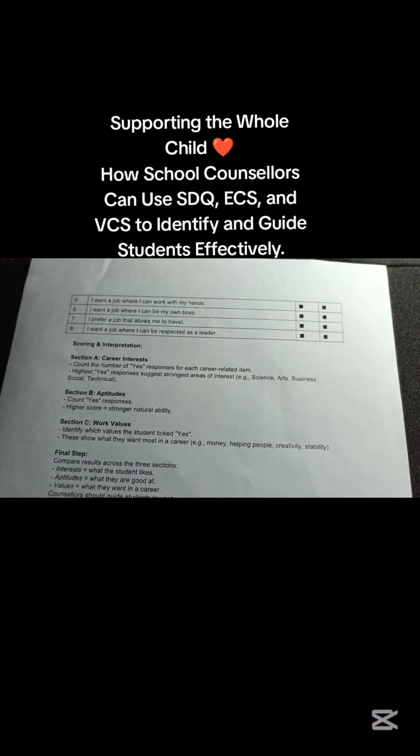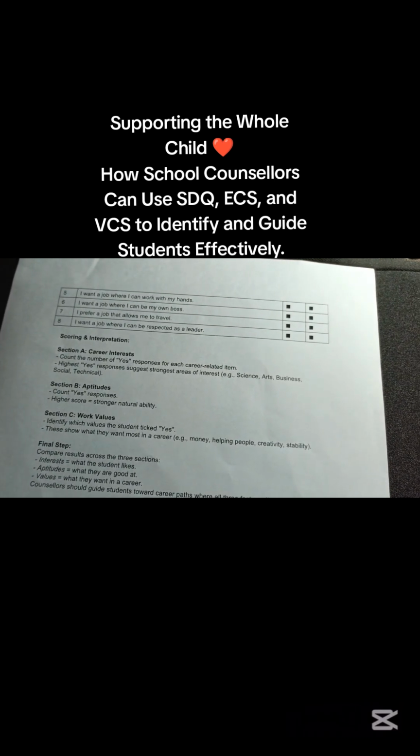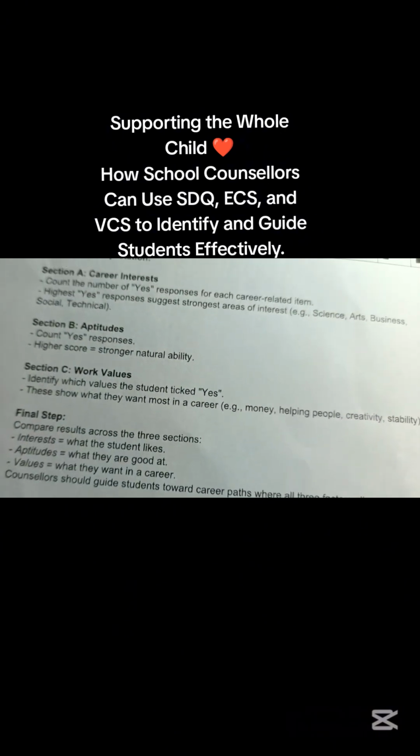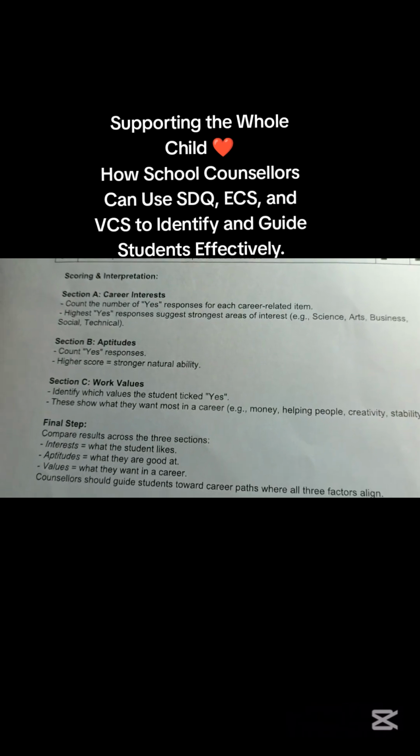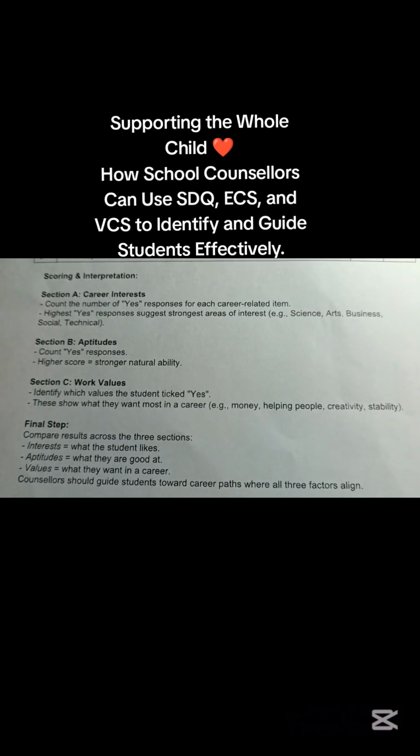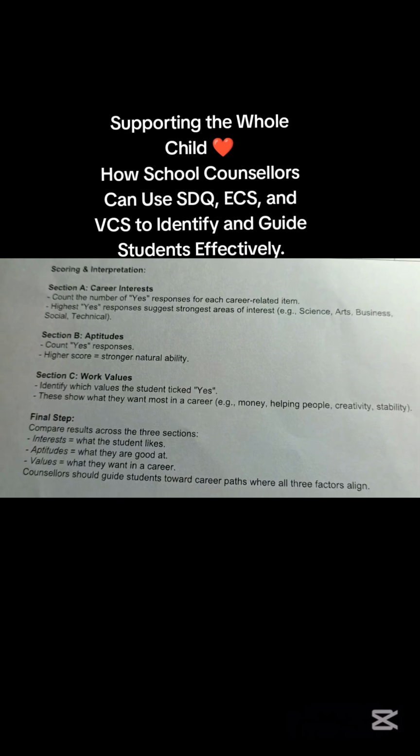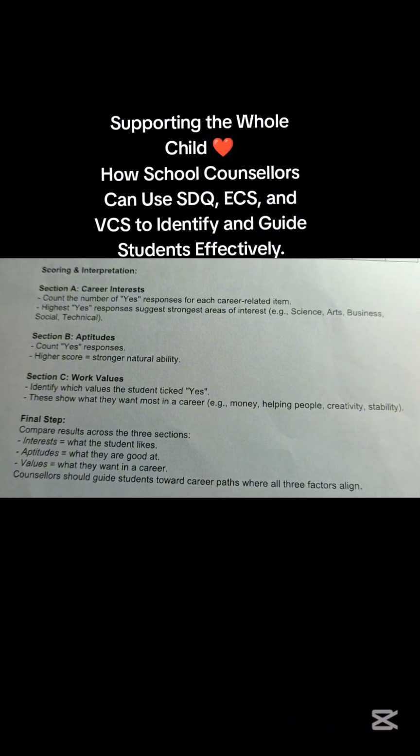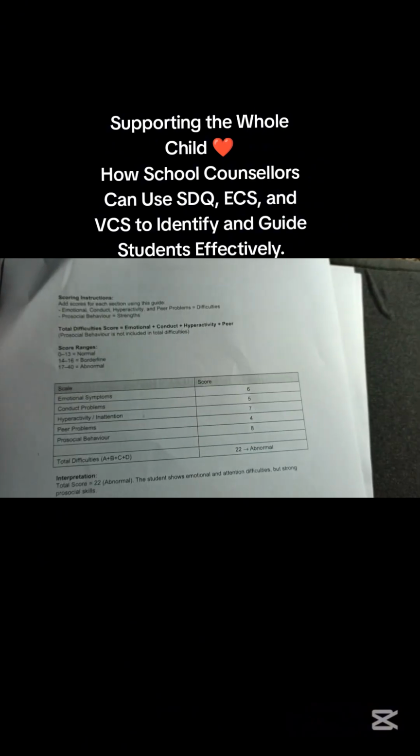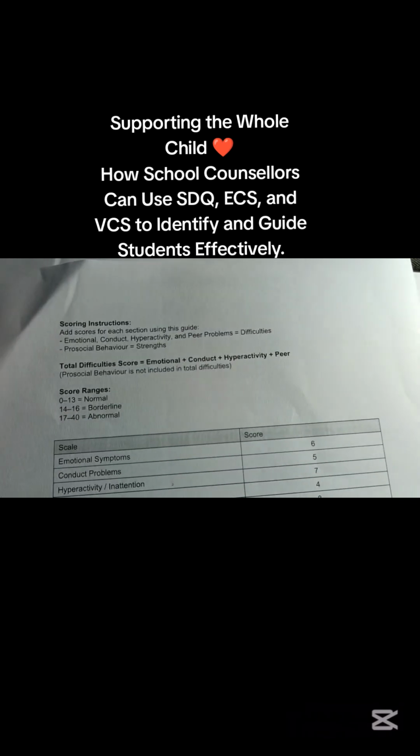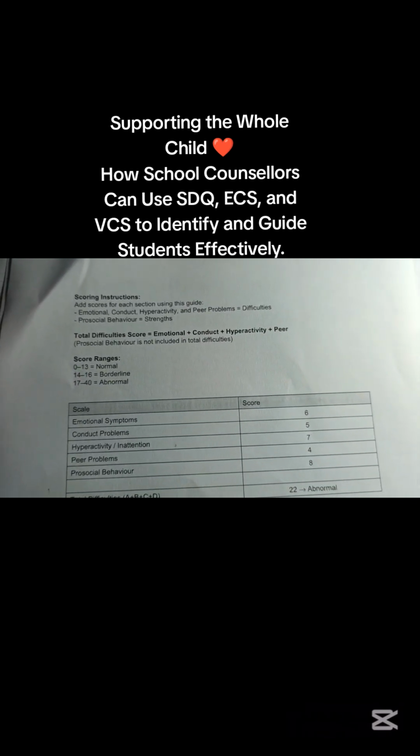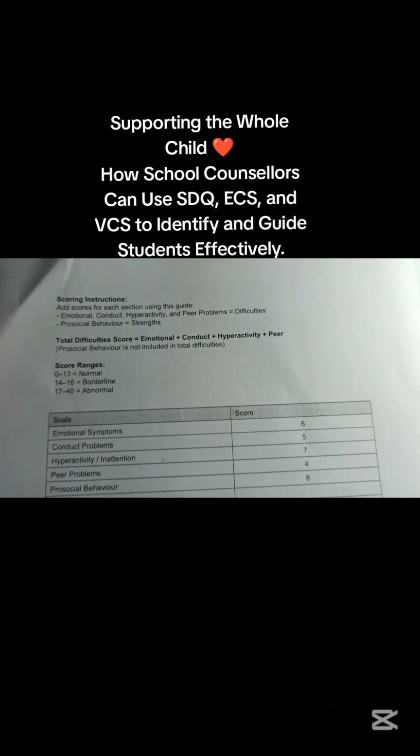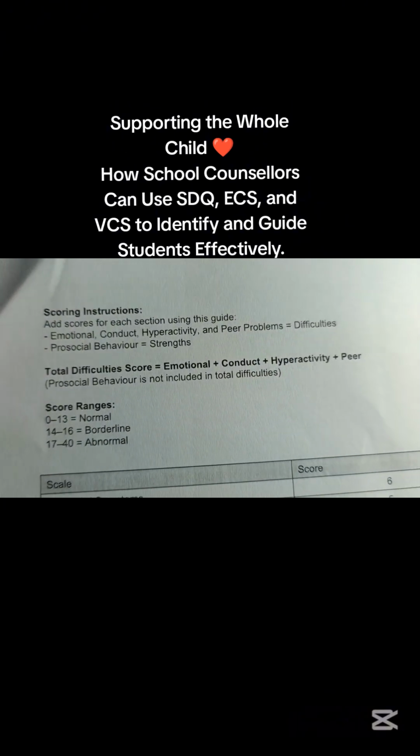It's straightforward. So now, to summarize this, SDQ is for personal and social counseling, ECS is for educational counseling, VCS is for vocational counseling. So when we combine these tools in counseling, we don't just guess, we work with evidence. And it helps us to give every student the right support at the right time. So remember, psychological tests are not to label students, but to understand and guide them better.